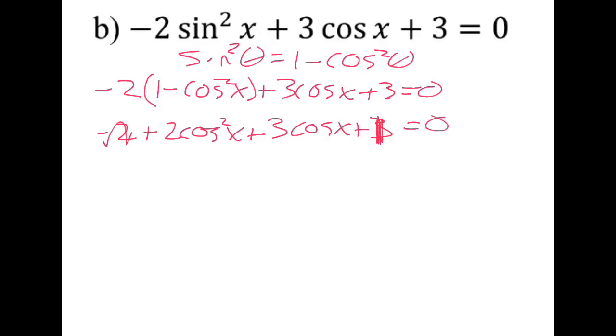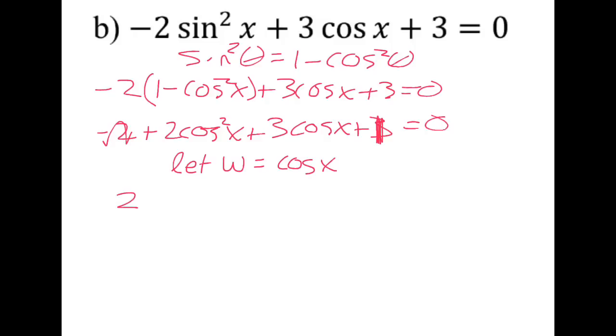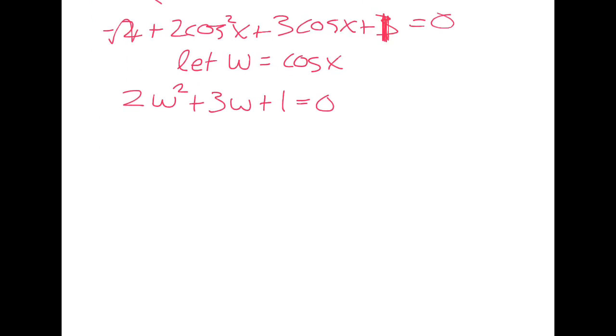And then I'm going to say let, I don't know, how about w equal cosine of x, because then I can say 2w squared plus 3w plus 1 equals 0. Again, I make a substitution to make it look easier to work with. And so I end up with this quadratic that I can, again, factor.